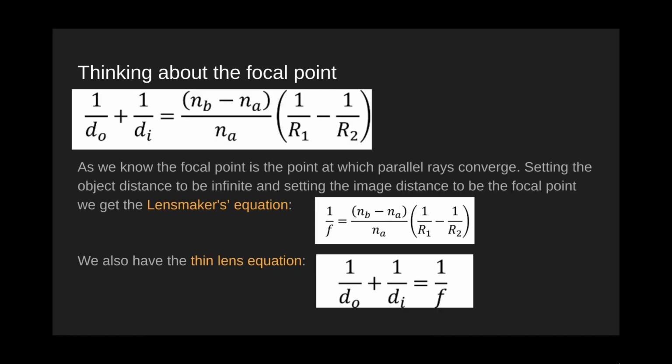Now, if we think about the focal point, which we know is where all parallel rays converge, we have a video on that in the playlist, make sure you go watch that. If we set the object distance to be infinite, and set the image distance to be the focal point, we get the lens maker's equation here, which is quite important. It gives us 1 over the focal length is equal to the change in the refractive index divided by the refractive index of the outside, times 1 over the first radius minus 1 over the second radius.